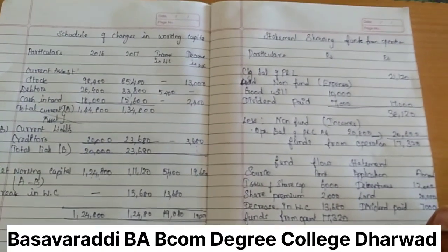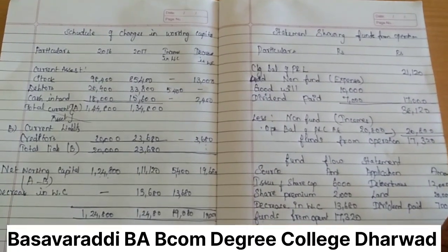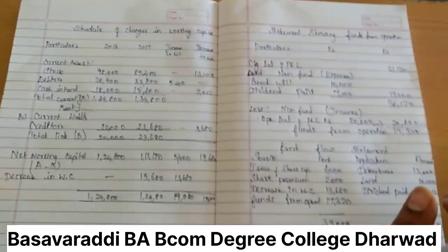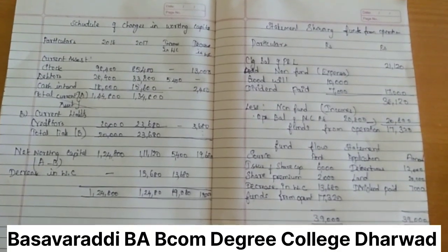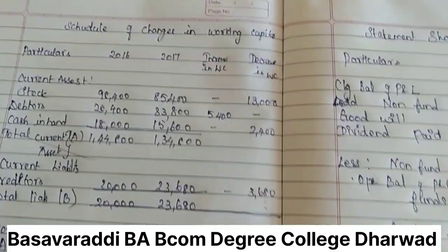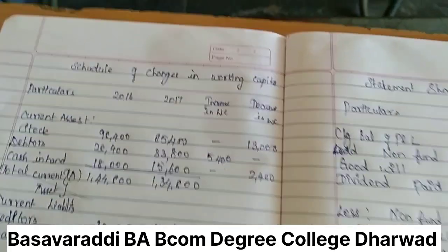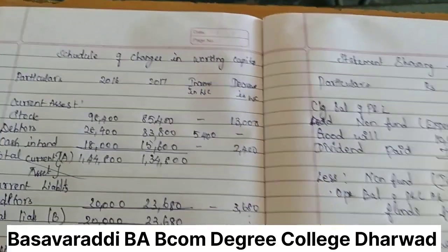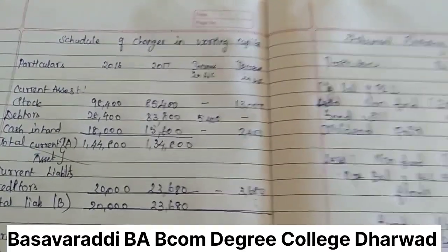First, they asked us to prepare the fund flow operation. How do we start the fund flow operation in a 15 marks question? First, we have to find out the schedule of changes in working capital. First, make a format with particulars and two years. It will always come as a comparison only. Then only we can find out whether it is an increase or decrease in working capital.